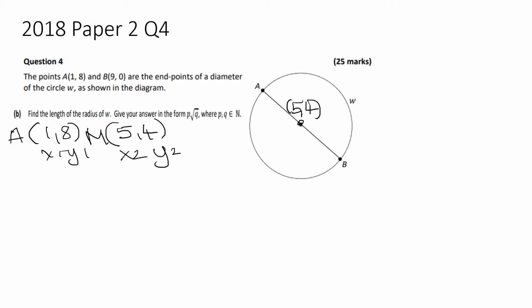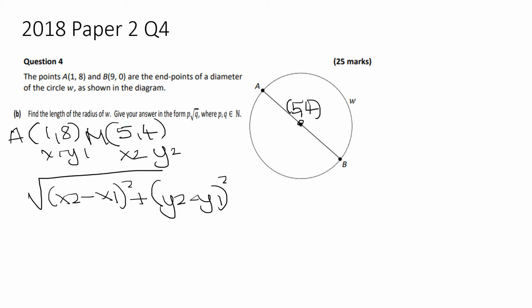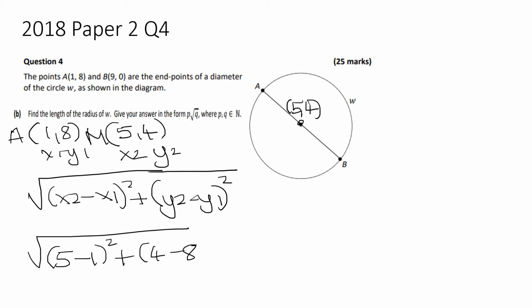I'm going to use the distance formula, which is down as L for length in your formula tables: the square root of x2 minus x1 squared plus y2 minus y1 squared. It's just a case of subbing them in. x2 is 5, take away 1, squared, plus y2, which is 4, take away 8, squared. 5 take away 1 is 4, 4 squared is 16, and 4 take away 8 is minus 4, and minus 4 squared is also 16. So that gives you the square root of 32.